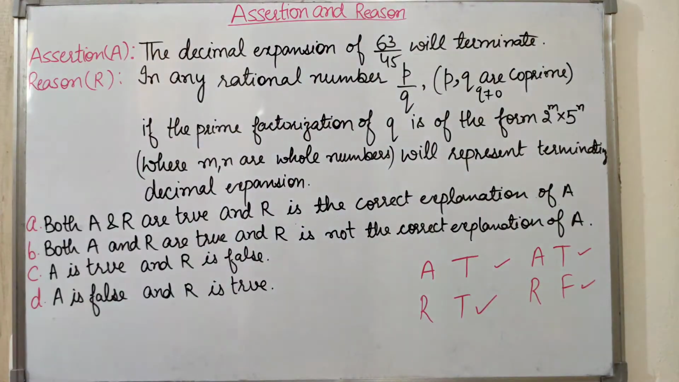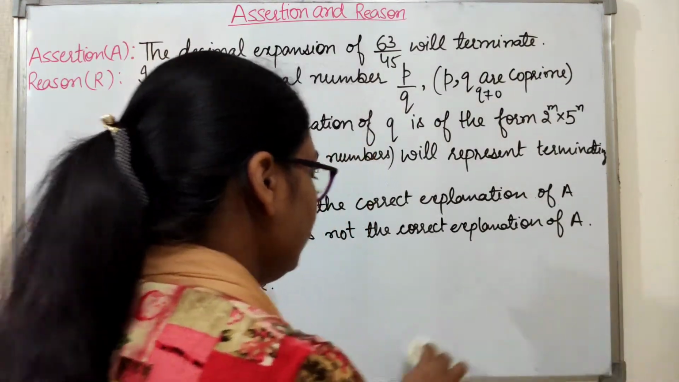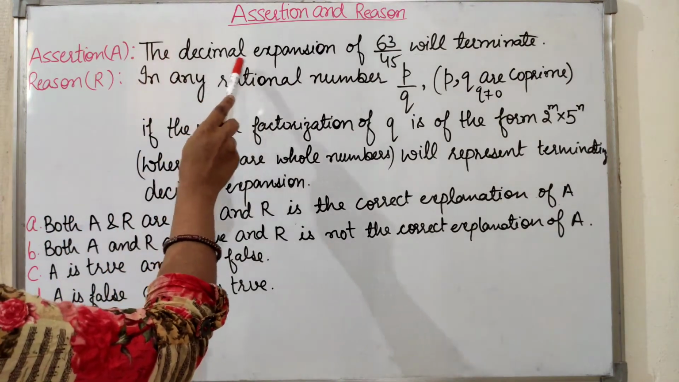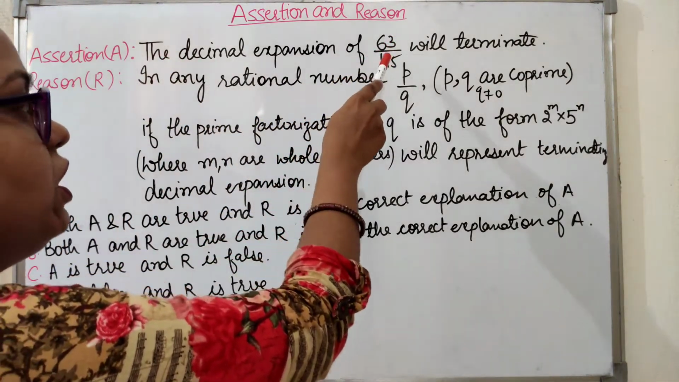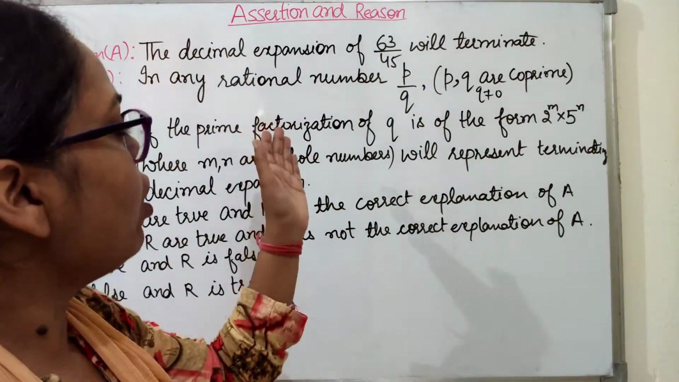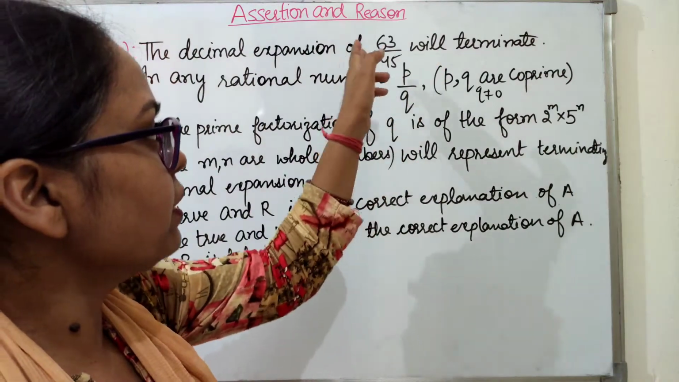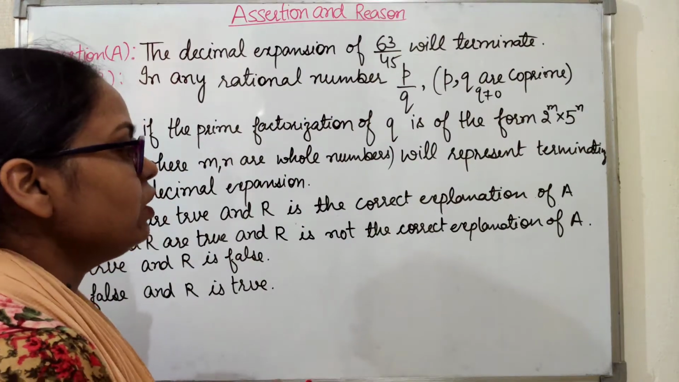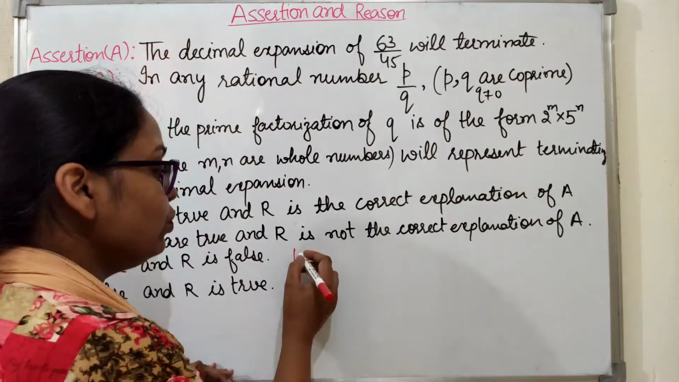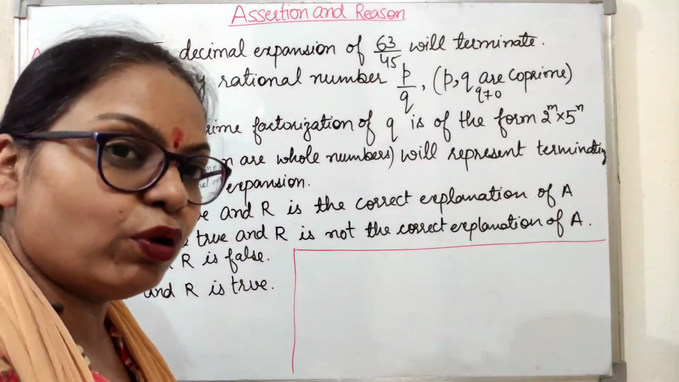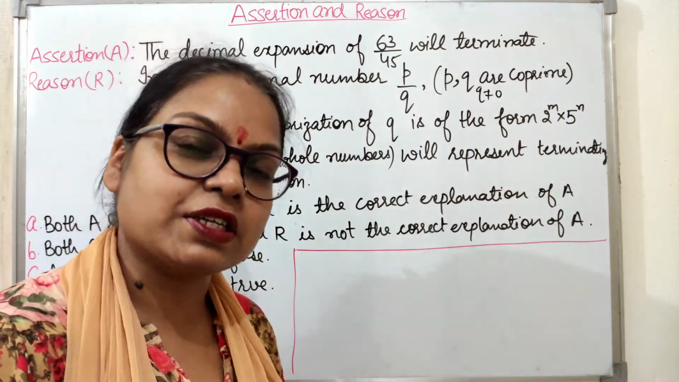The first question, which I have already written here. So let's read the statement. What is given to you? The decimal expansion of 63 by 45 will terminate. As you know, we have already done how to express rational numbers into decimal expansion. If you don't know about it, you may see the video which I have uploaded. The link will be in the description box.